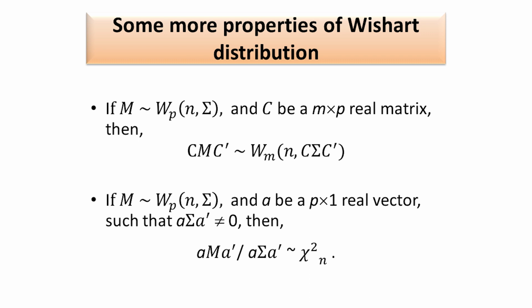Provided that C sigma C prime is not equal to 0, we then have that C M C prime divided by C sigma C prime will be distributed as chi-square with n degrees of freedom. This is mainly because of the Wishart distribution reducing to the chi-square distribution when p is equal to 1, that is when we consider Wishart 1.